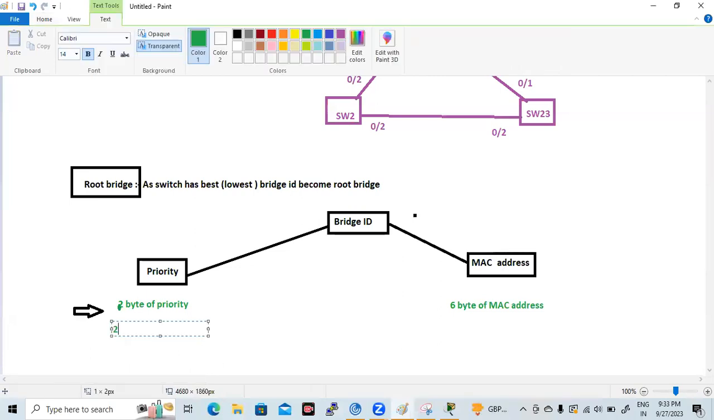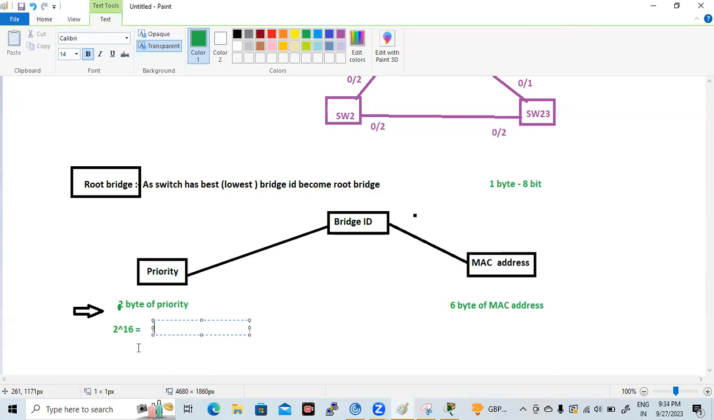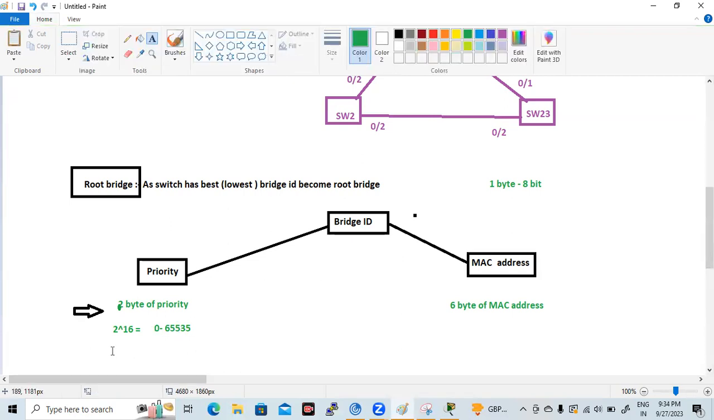2 bytes means 2 to the power 16. Byte means simply 1 byte equals 8 bits. The priority range is 2 to the power 16, which means from 0 to 65,535. If you calculate 2 to the power 16, that is the priority number.